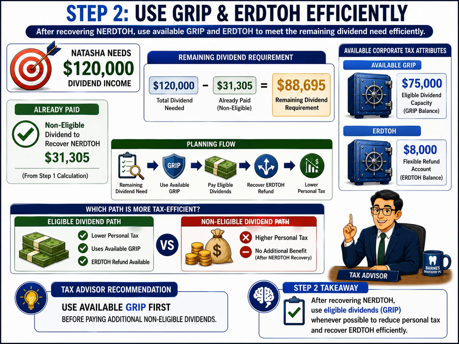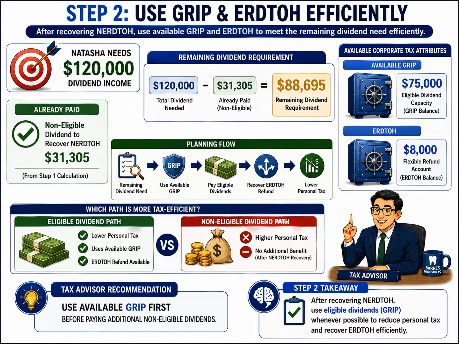Once the minimum non-eligible dividend has been paid to recover NERDTOH, the strategy usually shifts toward eligible dividends whenever sufficient GRIP is available. This allows the corporation to take advantage of both GRIP and ERDTOH while reducing the shareholder's personal tax burden. The key takeaway from this slide is simple. After recovering NERDTOH, use eligible dividends whenever possible. GRIP supports eligible dividends. ERDTOH can still be recovered, and the overall tax result is usually more favorable.